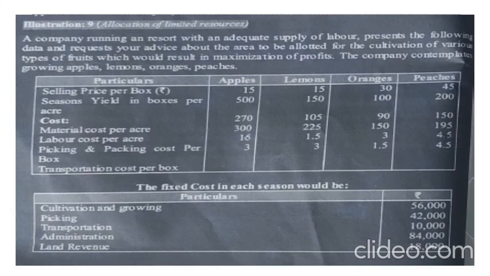Now let us get into the next calculation, which is allocation of limited resource. A company running a resort with an adequate supply of labor presents the following data and requests your advice about the area to be allotted for the cultivation of various types of fruits. The company contemplates growing apples, lemons, oranges, and peaches. They are given selling price per box, season yield in boxes per acre, material cost per acre, labor cost per acre, picking and packing cost per box, and transportation cost per box. Then other fixed overhead expenses, that is cultivation and growing, picking, transportation, administration, and land revenue expenses, are given.